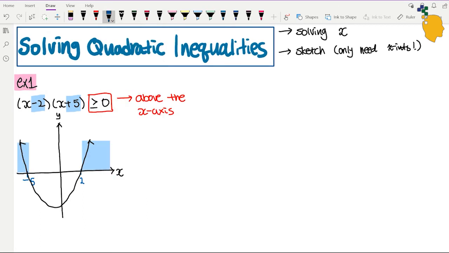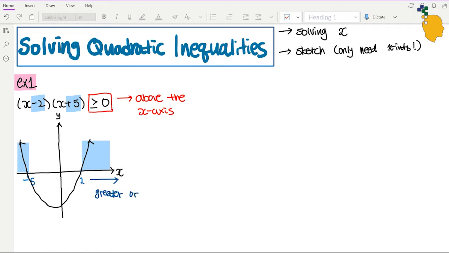So there will be here and here. If you look at the right side, your x value is greater than 2. We're going to include 2 because if you go back to your inequality, it's greater than or equal to 0. So one answer is x greater than or equal to 2. If you look at the left side of the shaded region, your x value is less than or equal to negative 5. So write your final answer: x is less than or equal to negative 5, or x is greater than or equal to 2.